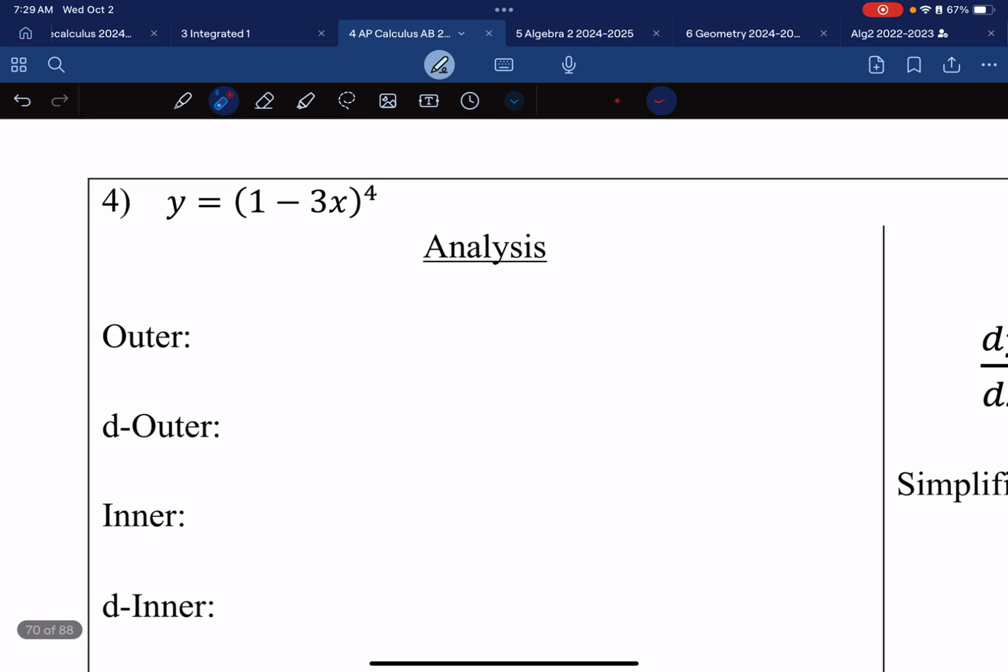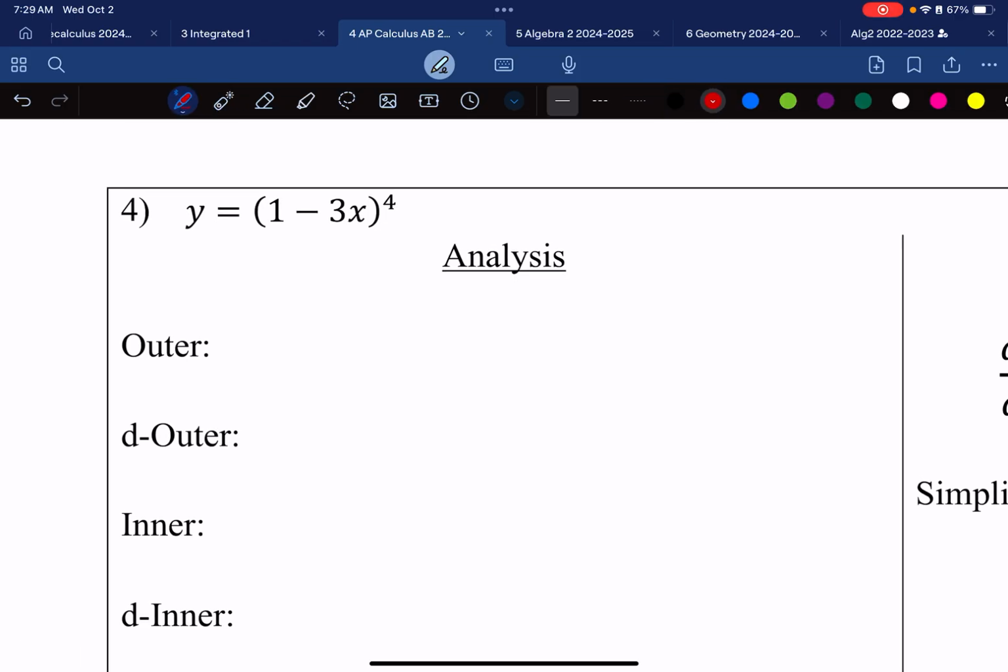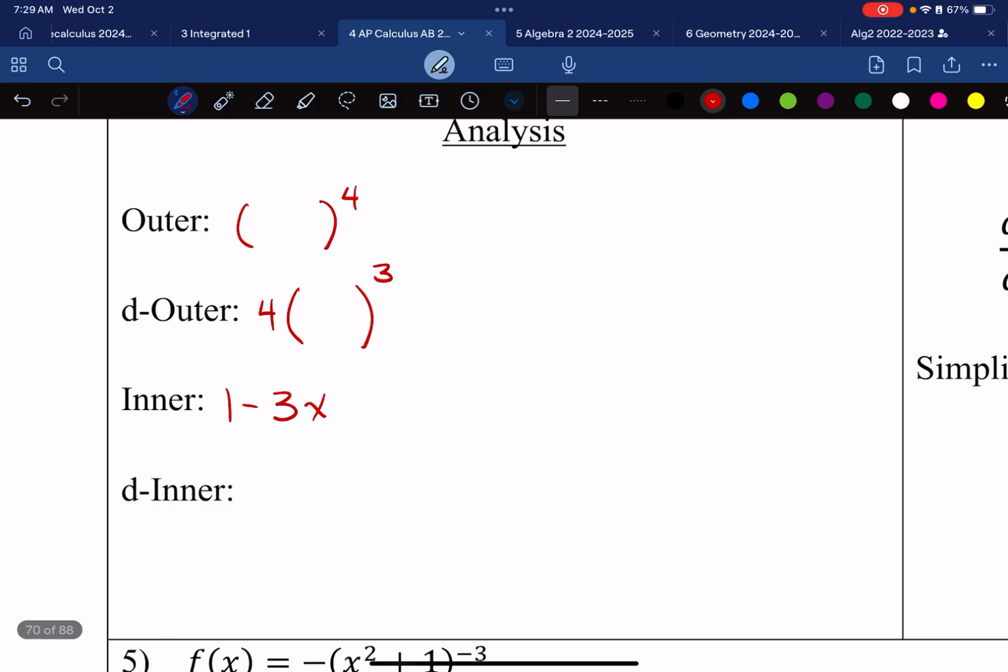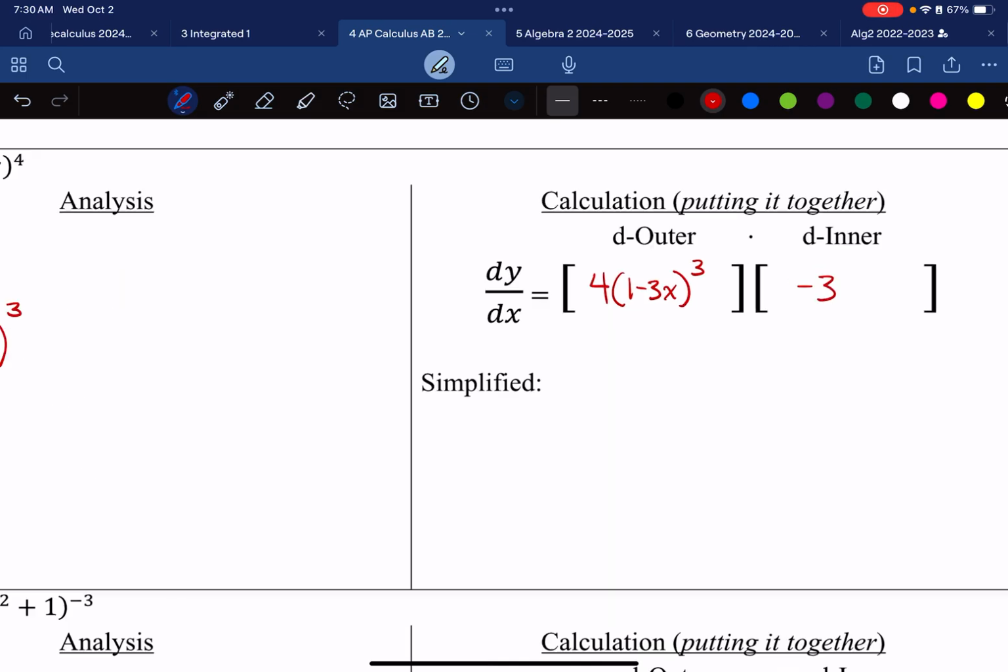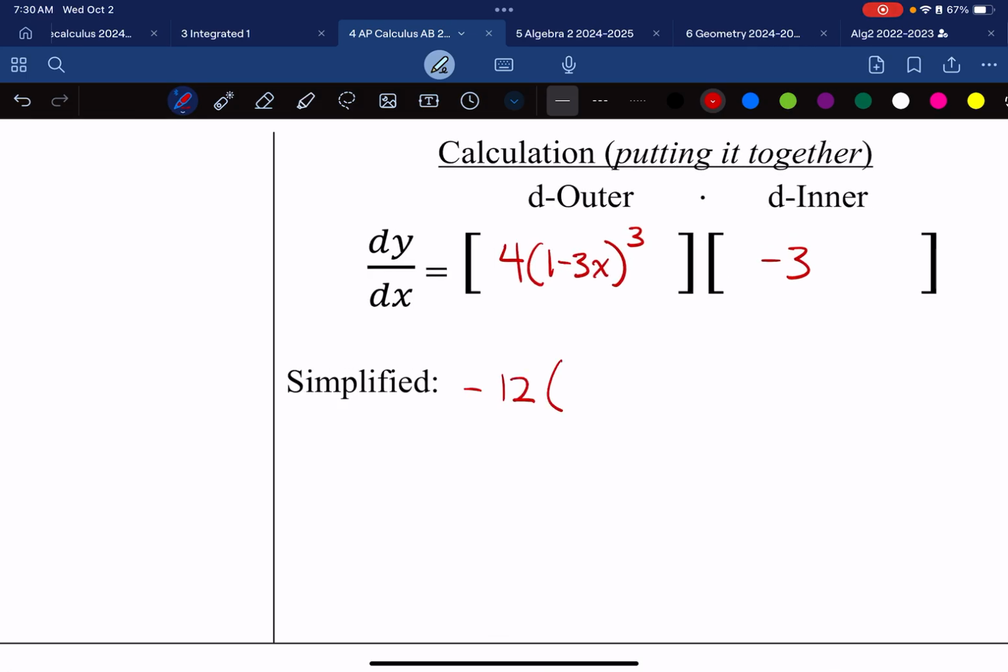Number 4. I have another type of problem that looks very similar to 3. The outer is going to be stuff to the power of 4. The derivative of that is going to be, well, it's a powerhouse, so the 4 is going to come down in front, and this is going to be 4 times that same stuff, now the power of 4 goes down to 3. Okay, the inner is 1 minus 3x. We've been trained from last time to remember, there is a negative, and the inner derivative in this case is negative 3. All right, let's put those pieces together. The outer is going to be 4 times some stuff to the power of 3. That stuff is the inner, which is 1 minus 3x. And the inner derivative in this case is negative 3. Multiplying together will give us a negative 12 times that 1 minus 3x to the power of 3.